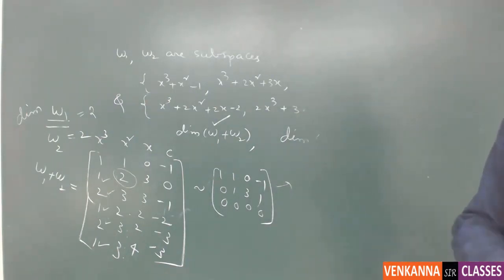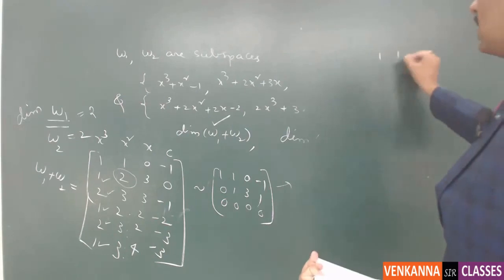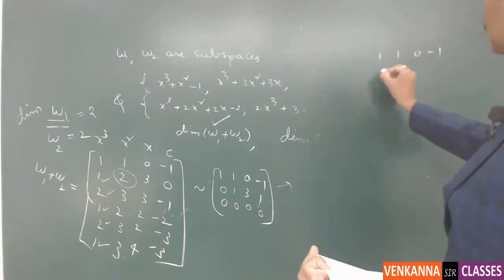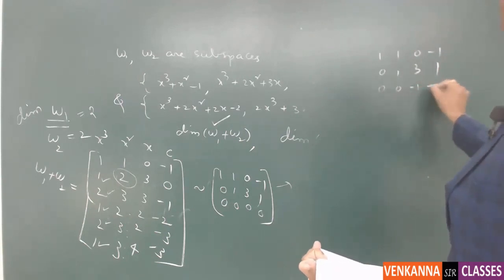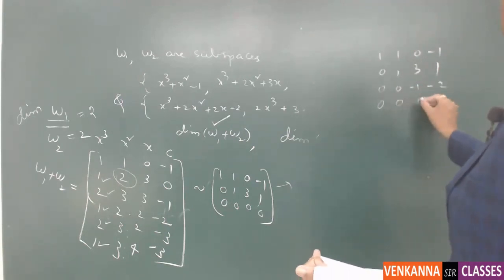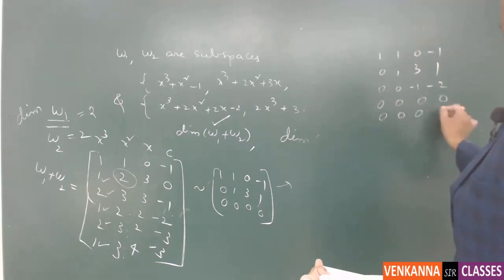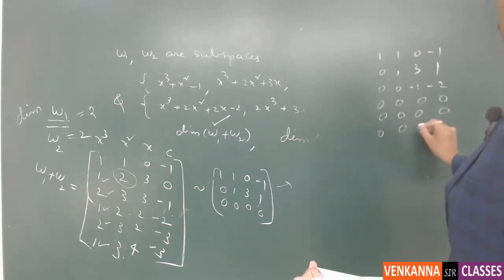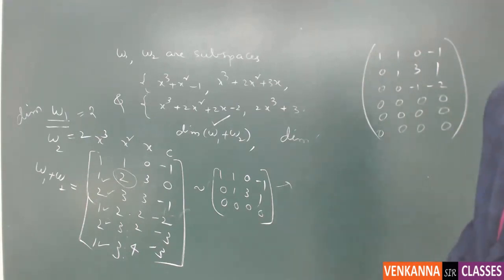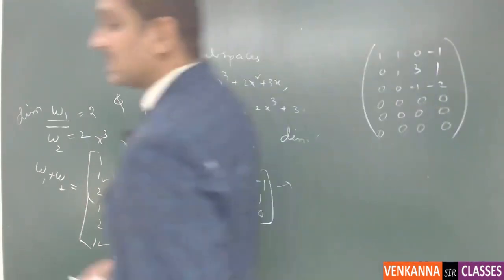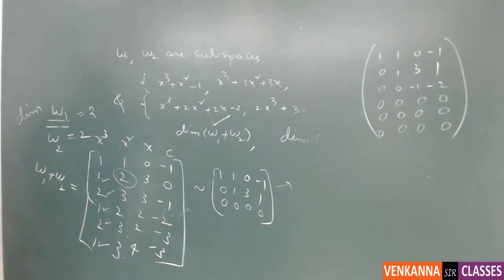Maybe we both are correct. 1, 1, 0 minus 1, 0, 1, 3, 1, 0, 0 minus 1 minus 2, remainings are 0, provided we both do the same type of row operations. That could be the matrix you get finally. Check on that. Take your time and do.